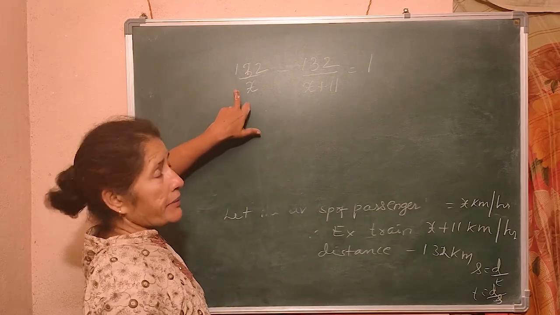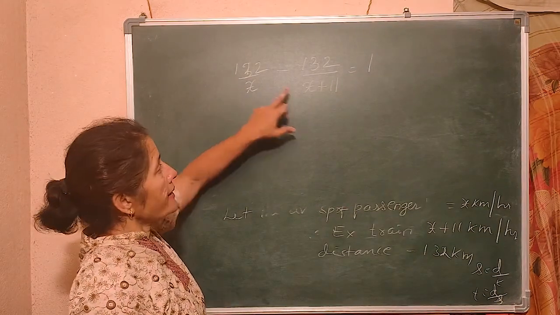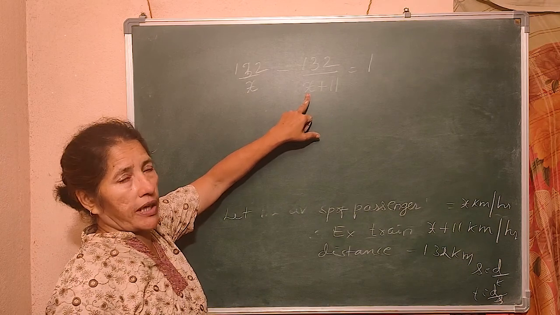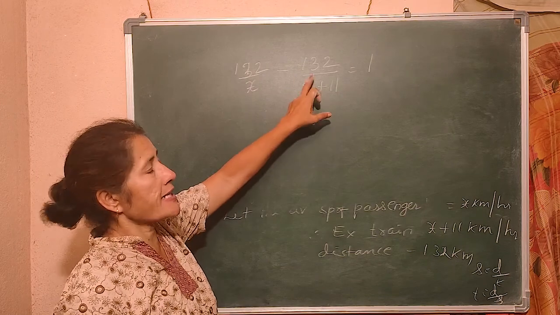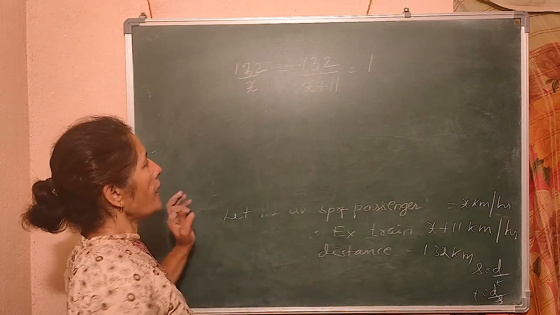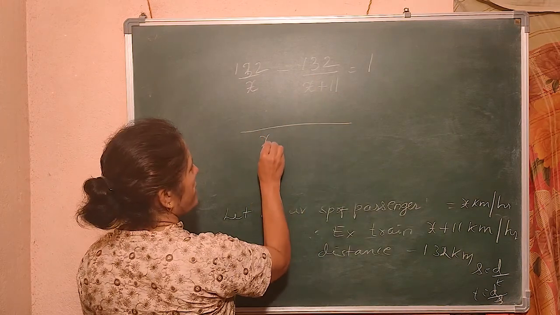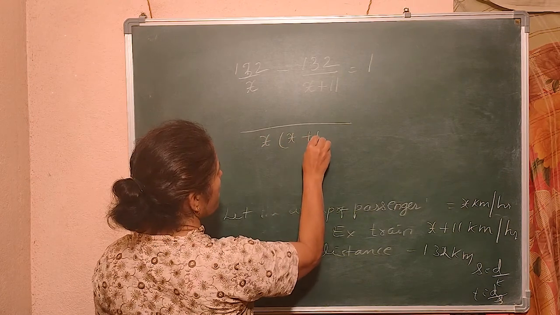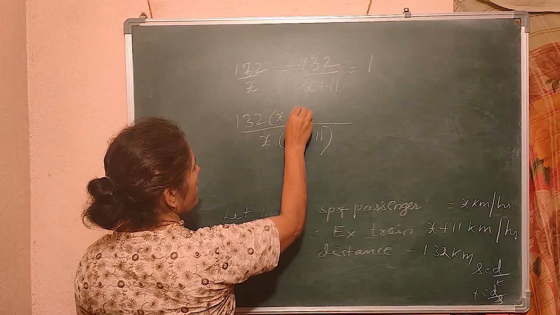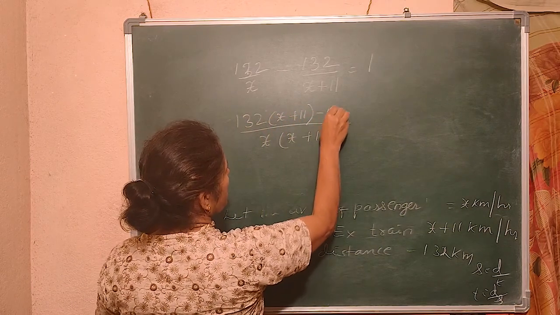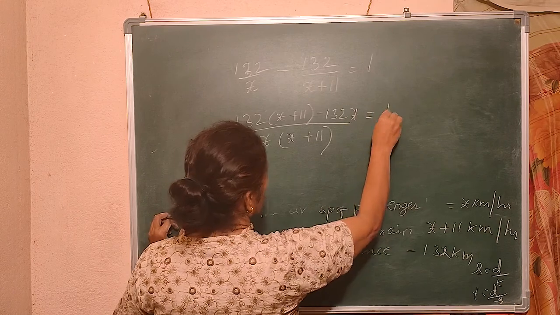So this is the time taken by the passenger train. This is the time taken by the express train. So how much is it bigger? 1 hour more, or this is 1 hour less. So I take the common denominator, x into x plus 11. So 132 into x plus 11 minus 132x is equal to 1.